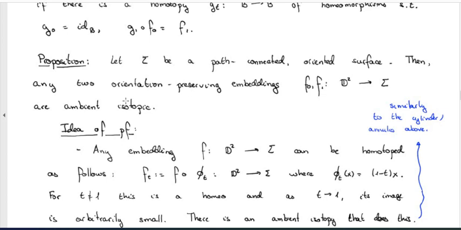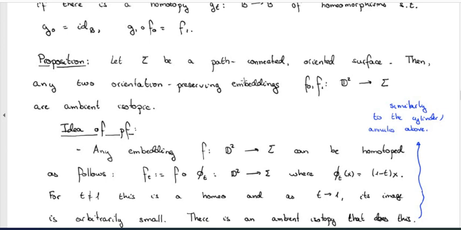Yeah, they are in fact ambient isotopic, and from this we will deduce that the choice of D1 and the choice of D2 doesn't matter up to ambient isotopy. All right, so this statement is actually sort of hard to prove.